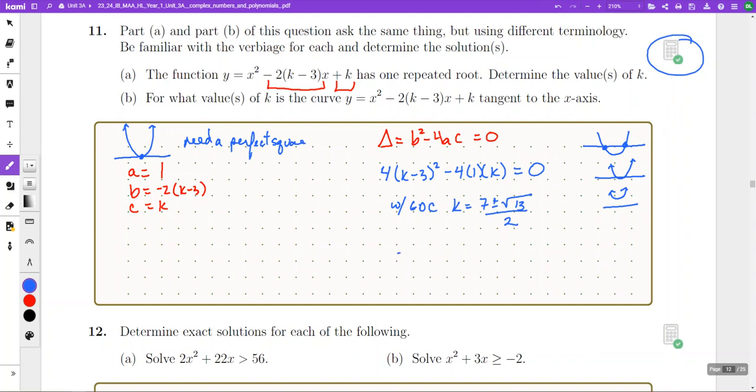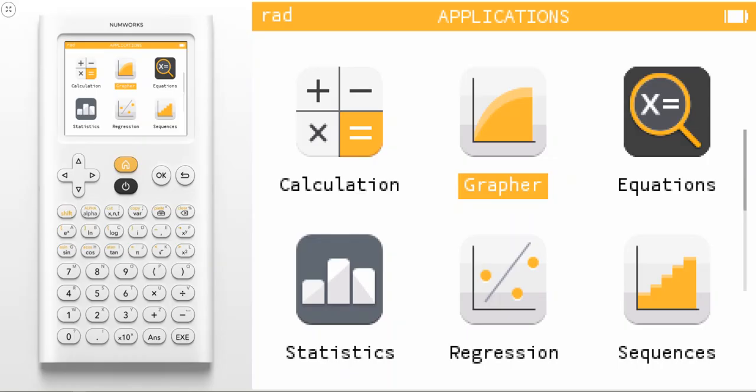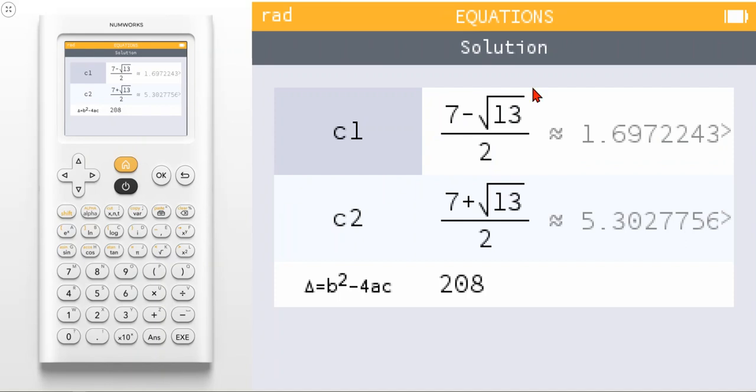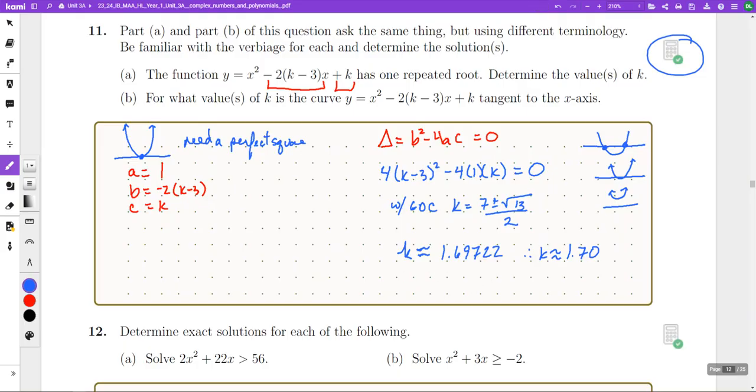We said, though, if we were going to do it to 3 significant figures, it doesn't tell us, but we could say that k is approximately 1.69722, which means therefore k is approximately 1.70. Right, and if we came back and we looked at our other solution, we said that the other one was 5.3027. So we could say, hey, that k is approximately 5.3027, but once again, to 3 significant figures, that would be approximately 5.30.